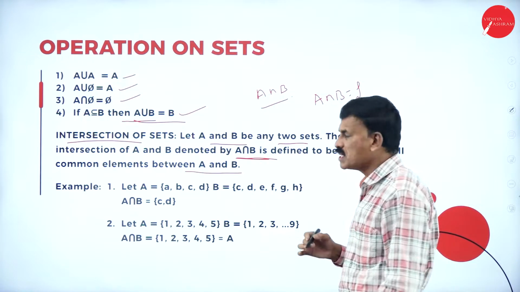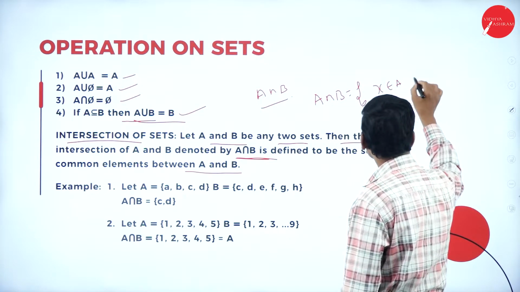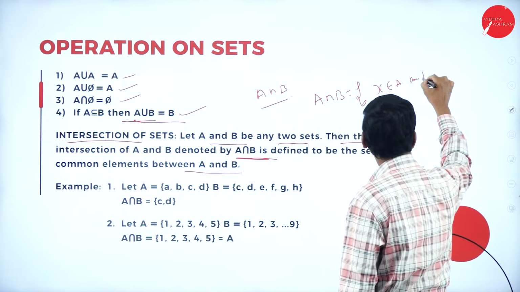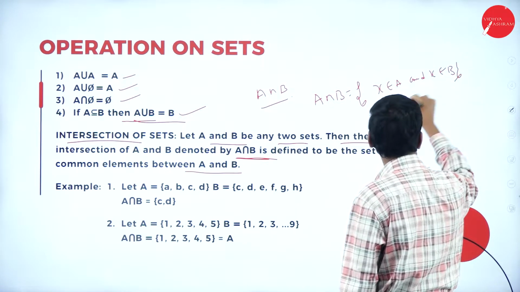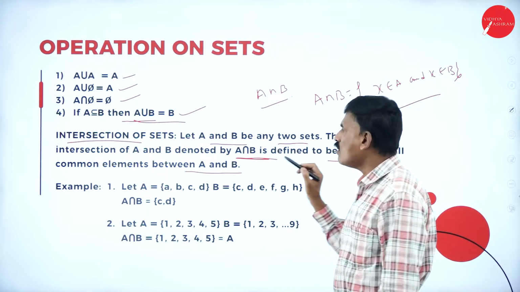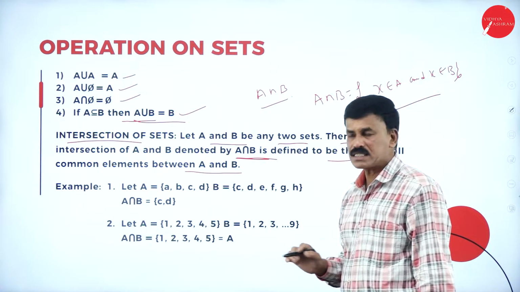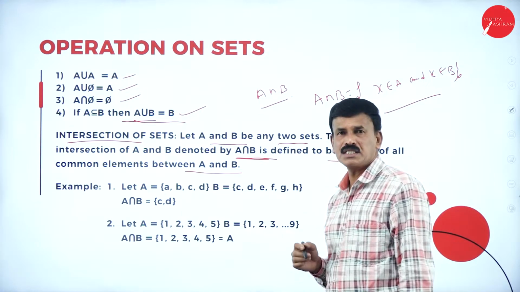If A and B are any two sets, then the intersection of A and B is nothing but the set of elements which belong to A and also belong to B. All the elements which belong to A and B, that is nothing but the common elements. All the common elements in A and B will form a set that is called the intersection, and it is denoted as A intersection B.